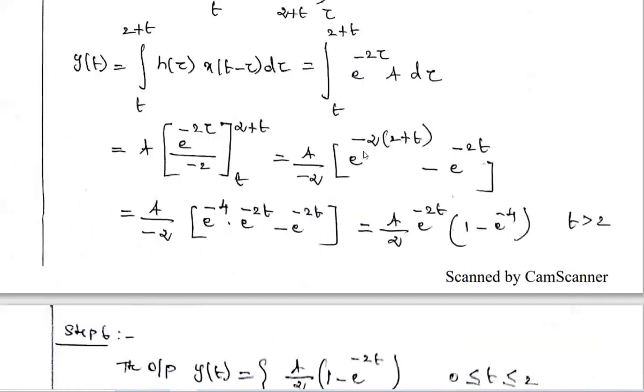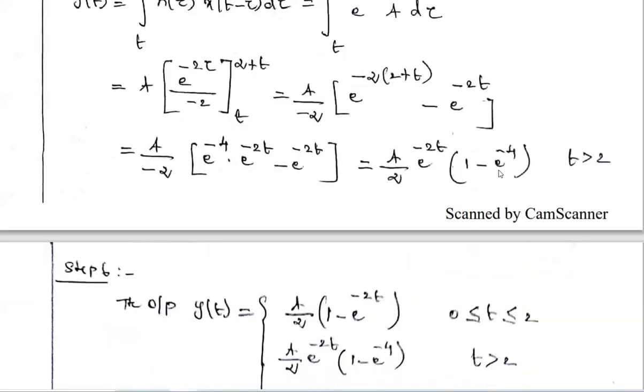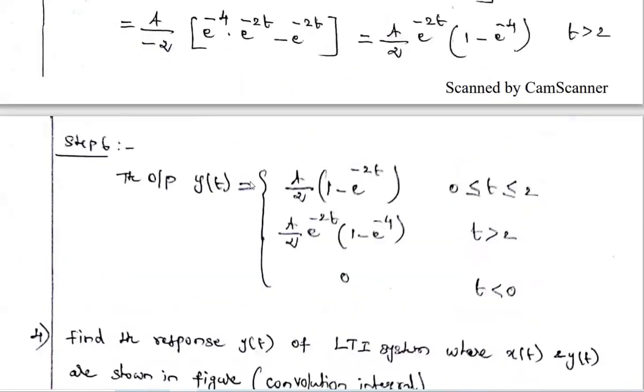Here e power this minus 2 you multiply with both the terms. So e power minus 4 into e power minus 2t minus e power minus 2t. So in these two things, e power minus 2t as a common, so you take it outside. So we got a by 2 e power minus 2t into 1 minus e power minus 4. If you want to simplify, in calculator you find out the value of e power minus 4 and substitute here and find out this constant. So this is the output y of t for the time t greater than 2.